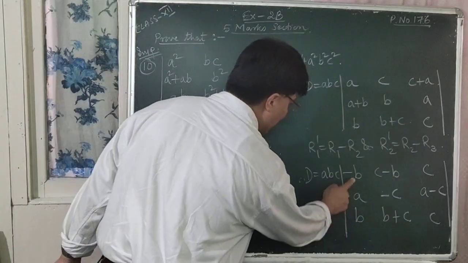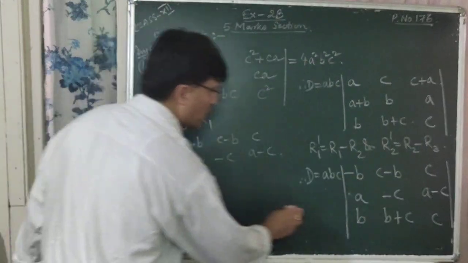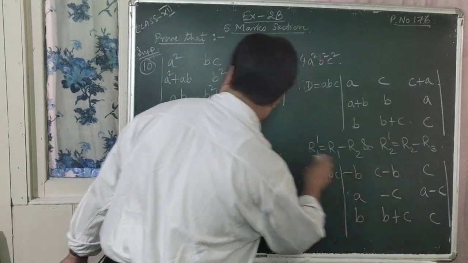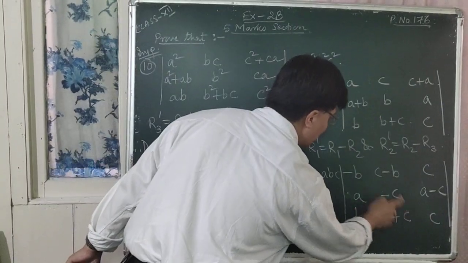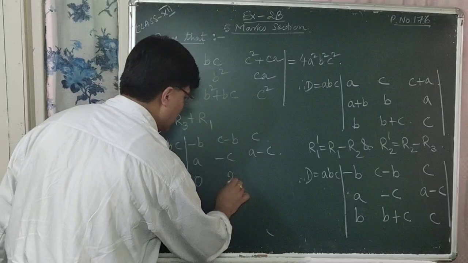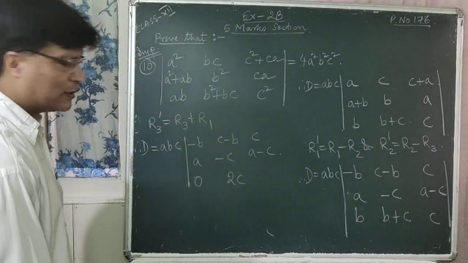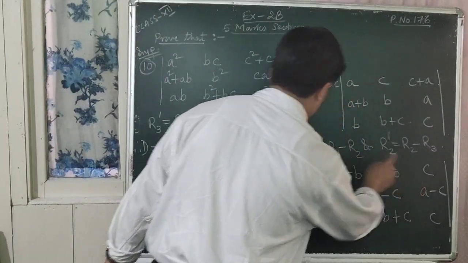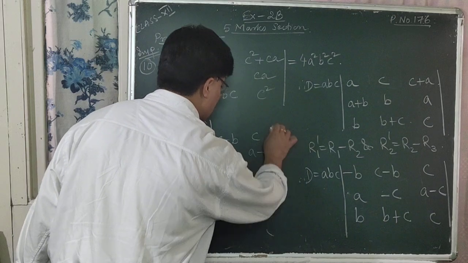Next, B minus B, 0. B plus C, that is plus. B plus C minus B. B gets cancelled, we get twice C, right? And also C plus C is what? It is twice C.